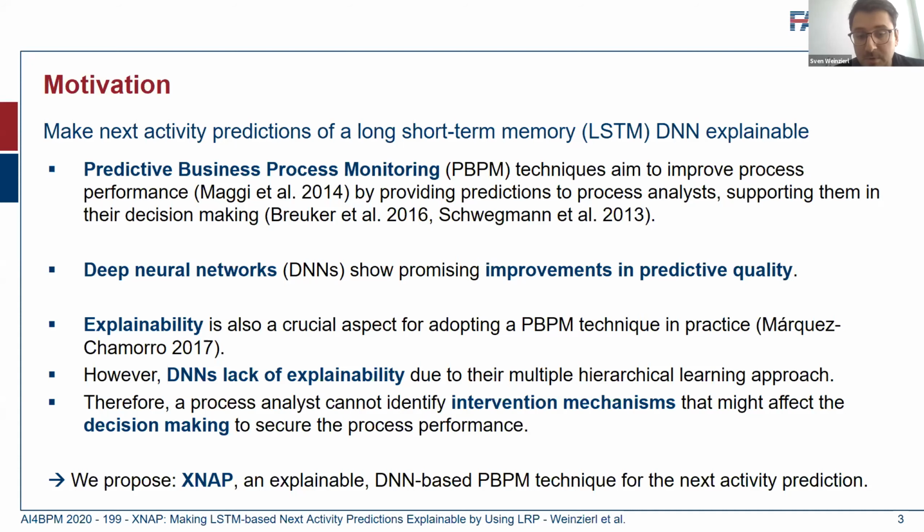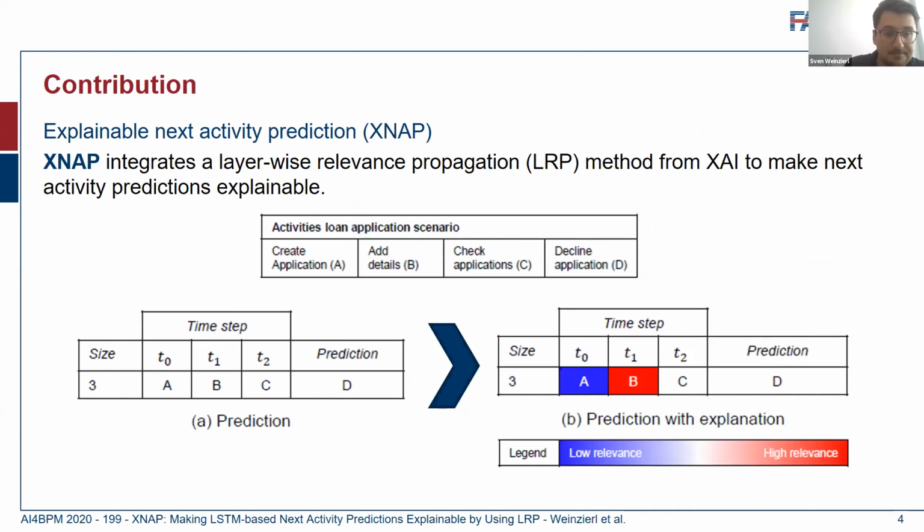XNAP is an explainable deep learning based business process monitoring technique, especially for next activity prediction. The main idea of XNAP is an integration of layer-wise relevance propagation. It is a method from the explainable AI domain to make the next activity predictions explainable.